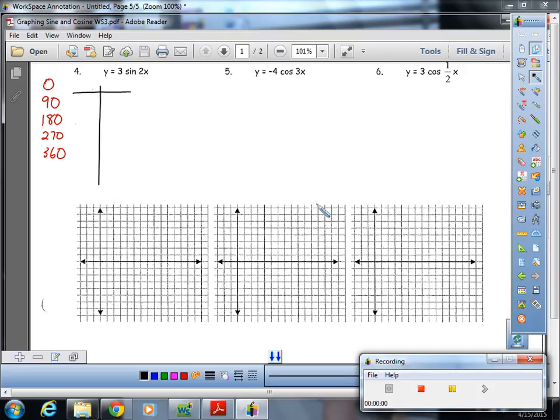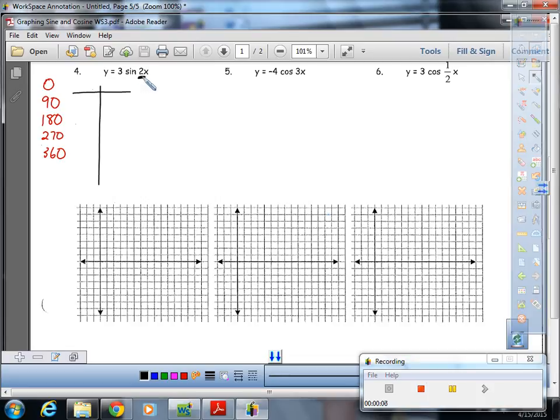All right, so this is the second version of graphing sines and cosines. Now we've got an additional number multiplying by our x. And what that does is throw off the nice input values that we're going to put in here on the left side of our column.